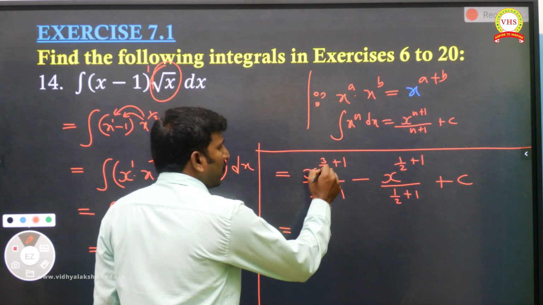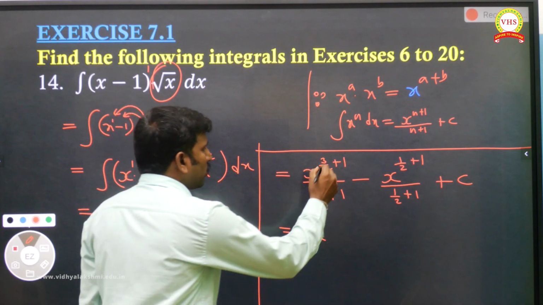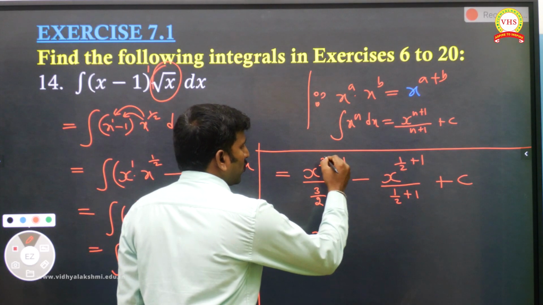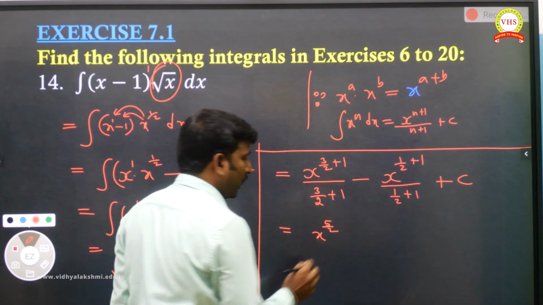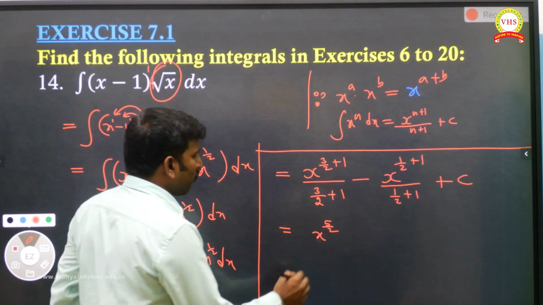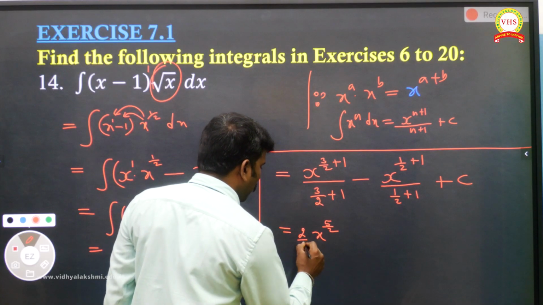x power 1 by 3 by 2 plus 1. When you add, you have to cross multiply. So 3 times 2 plus 3 is 5. So 5 divided by 2 we have in the denominator. When you take it to the numerator, it will be the reciprocal, which means 2 divided by 5.